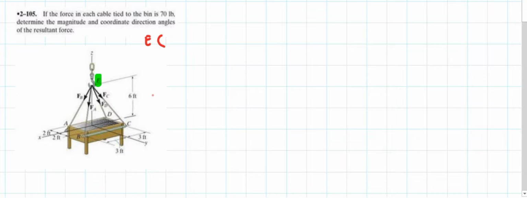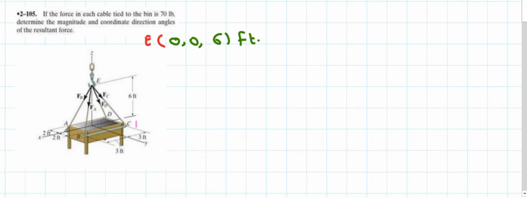Point E basically lies on the z axis only, so there is no value of x and y present in point E. Nevertheless, this 6 foot distance is considered a positive z value in point E, because this 6 foot distance lies vertically upward, so that's why it is taken as a positive distance. So the location of point E is nothing but (0, 0, 6) foot. This is basically the location of point E.